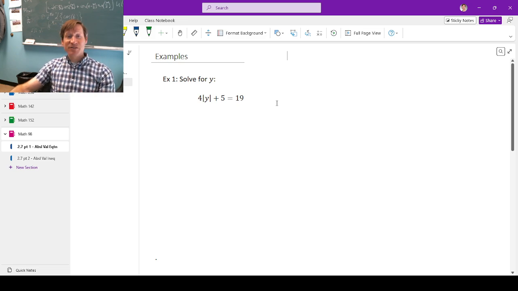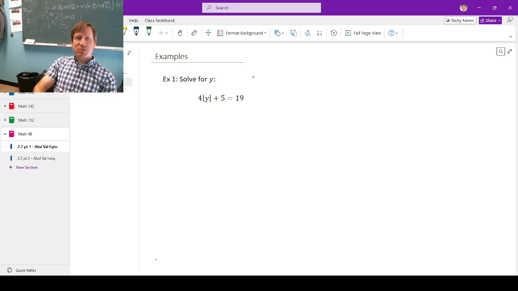Now that we know the basics of how to work with absolute values in equations, let's work through a few examples. So let's solve this equation for y. 4 times the absolute value of y plus 5 equals 19.